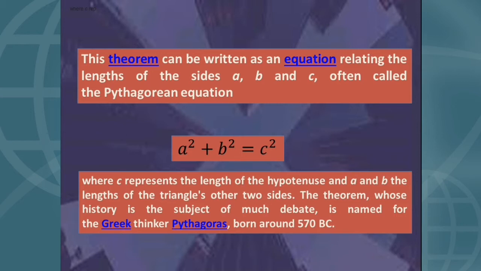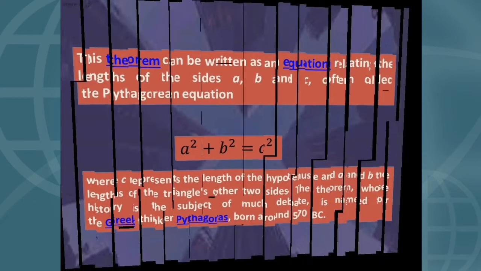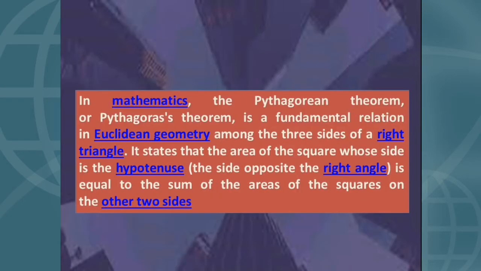The theorem, whose history is the subject of much debate, is named for the Greek thinker Pythagoras, born around 570 BC. In mathematics, the Pythagorean Theorem, or Pythagoras' Theorem, is a fundamental relation in Euclidean geometry among the three sides of a right triangle. It states that the area of the square whose side is the hypotenuse, the side opposite the right angle, is equal to the sum of the areas of the squares on the other two sides.